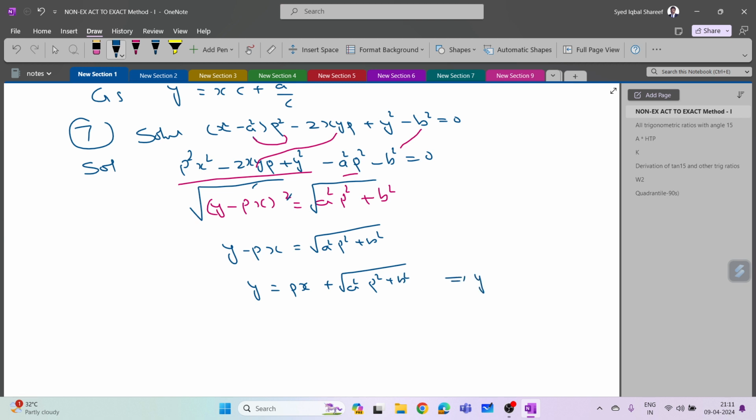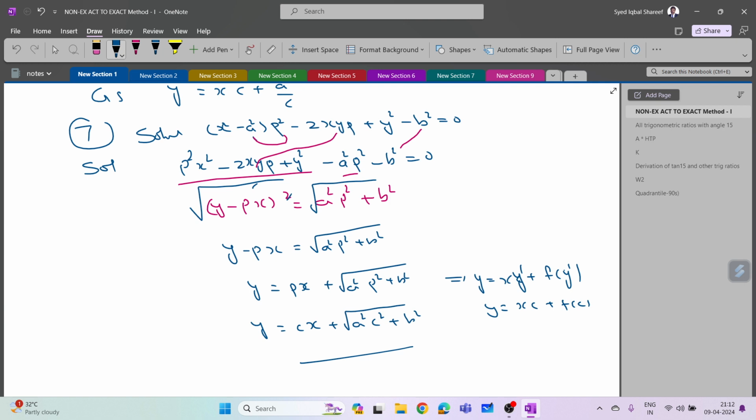What is this? It is in the form of y = xp + f(p). So the general solution is y = xc + f(c). So here p = c, so y = cx + √(a²c² + b²), which is the Clairaut solution, the general solution of Clairaut's equation.